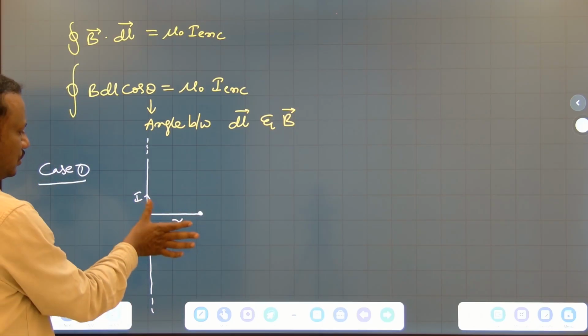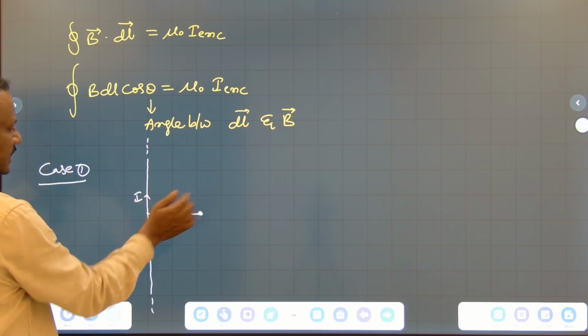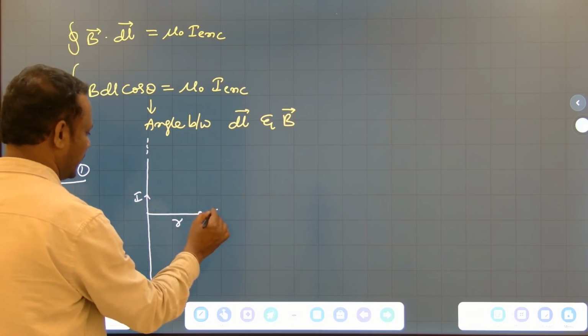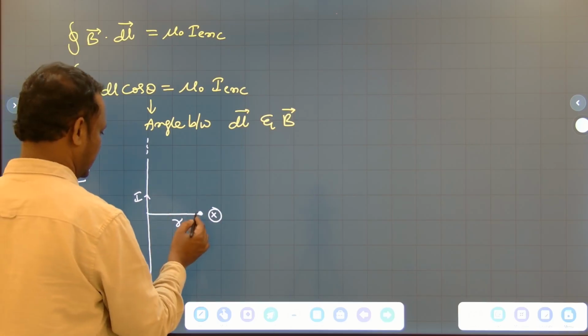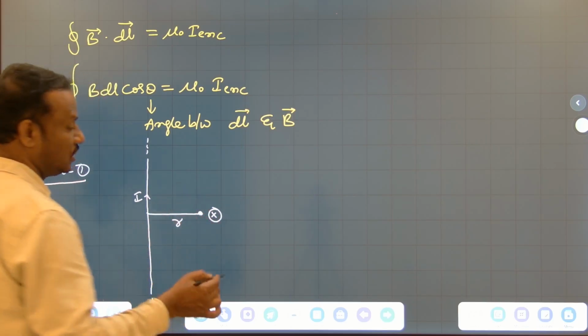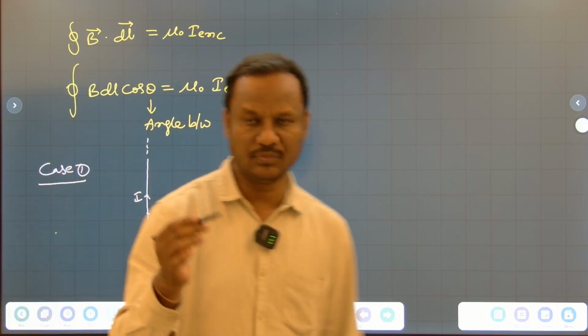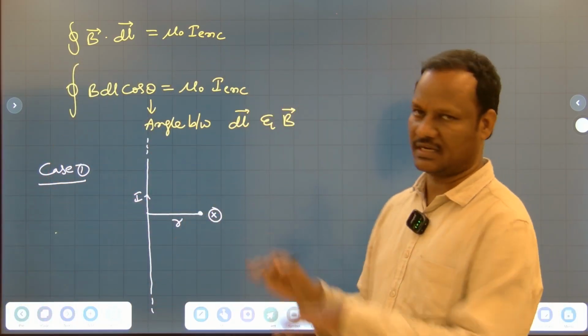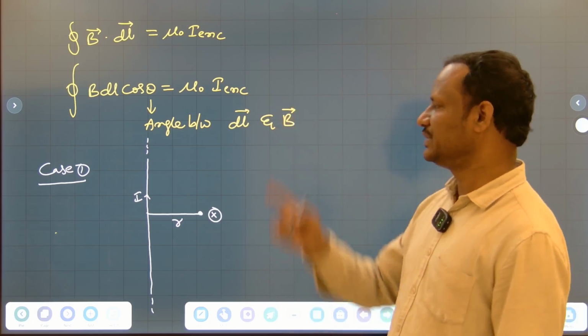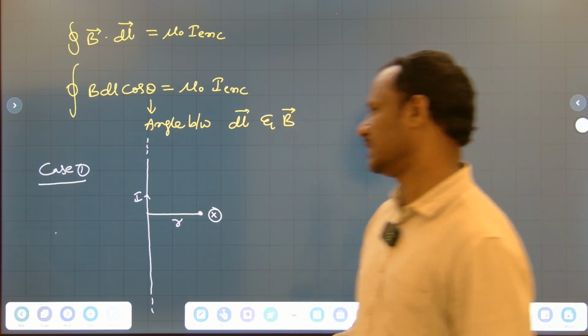At this point, by the right hand thumb rule, the thumb is towards here and the magnetic field is into the plane. So how do we get the magnetic field here? The magnetic field is mu naught I by 2 pi r. We usually calculated this in earlier sessions. But by using Ampere's law, how do you calculate this?